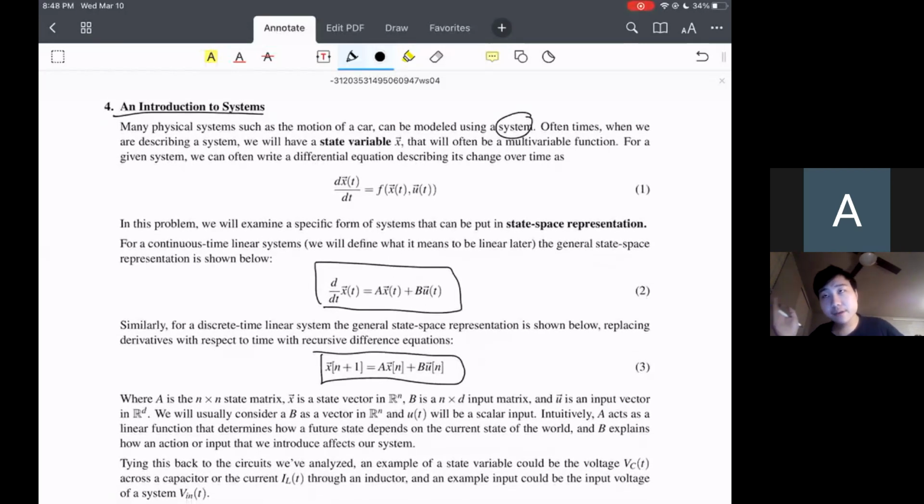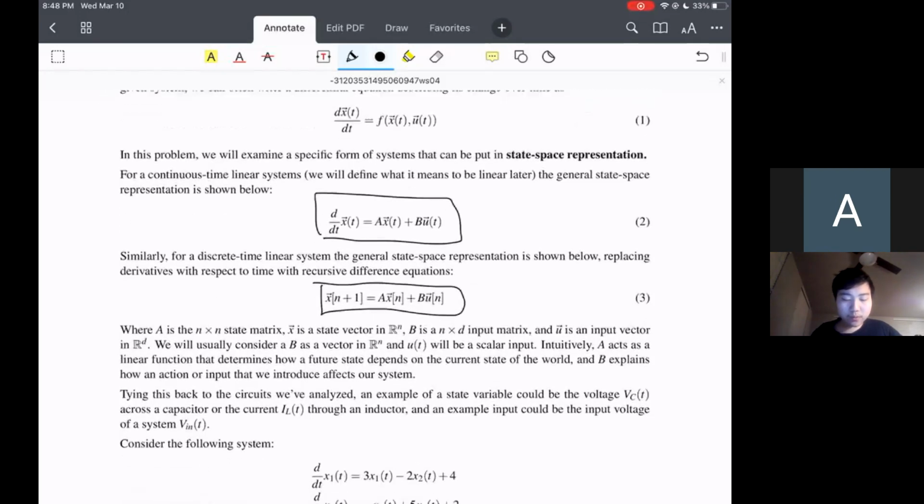So in the case of an RLC circuit, as we have analyzed before, we might use V_C, the voltage across a capacitor, and I_L, the current flowing through an inductor, as our state variables. So typically when we have multiple state variables, we just concatenate them into one single vector to make computations a little bit easier for us.